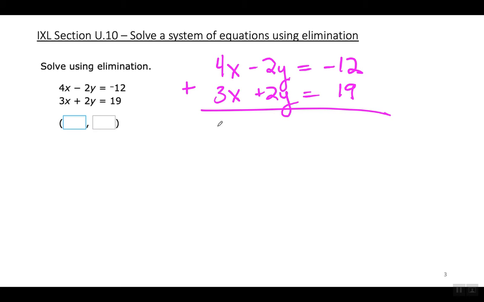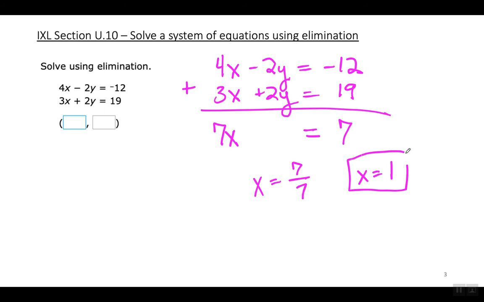Alright, so I add them. I'm going to get 7x. These terms cancel out. Equals 7. Because negative 12 plus 19 is 7. So x is going to equal 7 divided by 7. So x equals 1. Alright, so that's my x coordinate.